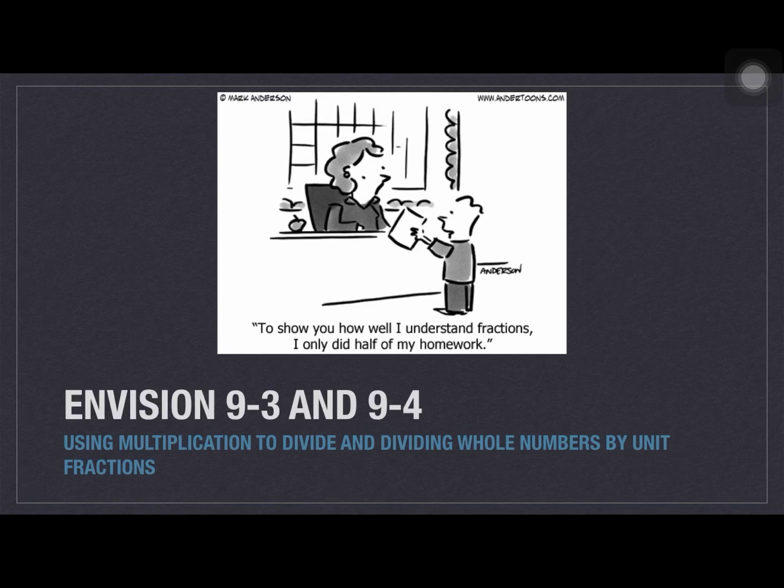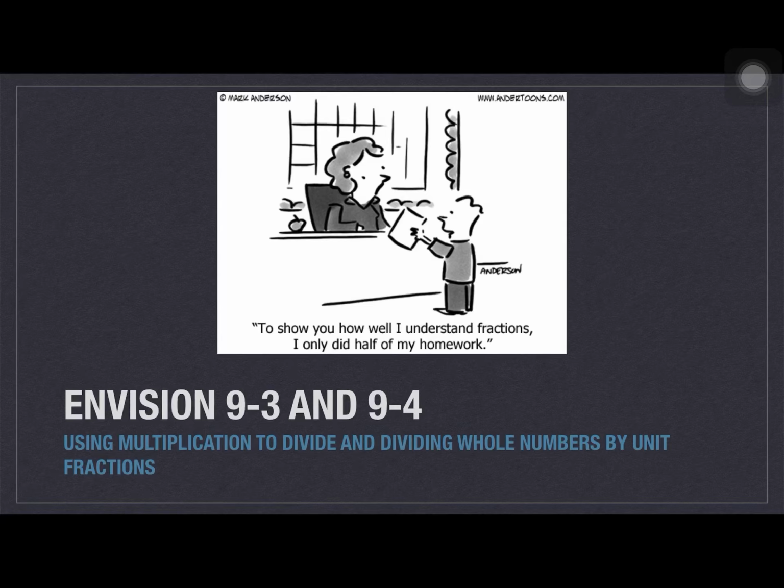This is a video for Envision lessons 9.3 and 9.4. Both involve dividing whole numbers by unit fractions. 9.3 involves more model making, and 9.4 involves using multiplication to do this.